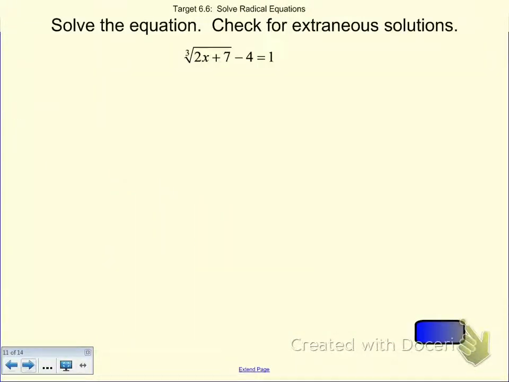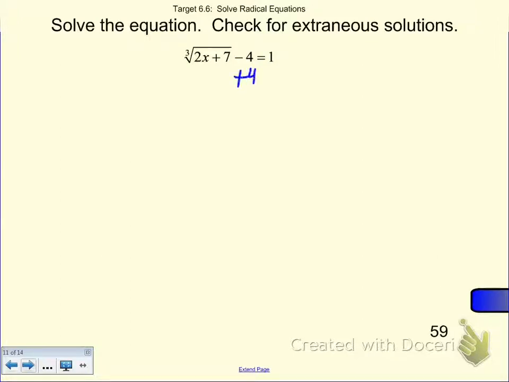Okay, almost done. We have 3 more problems left, people. So, solve the equation, check for extraneous solutions. Give this one a try. Your answer should be 59. If you got that, you're good to go. Continue on to the next problem. If not, here we go.